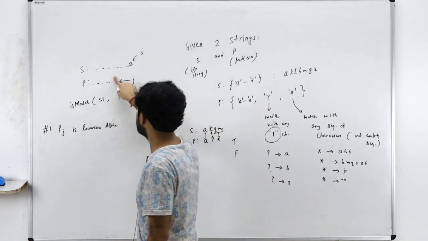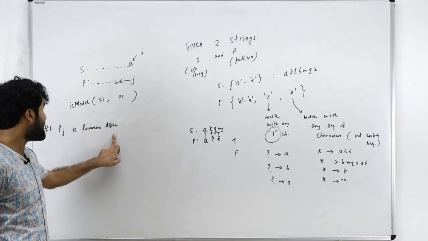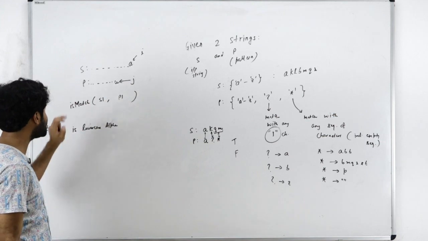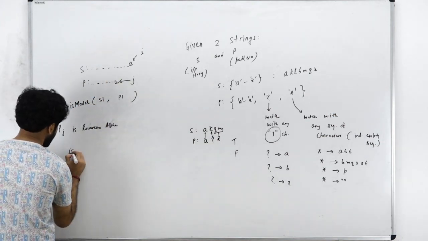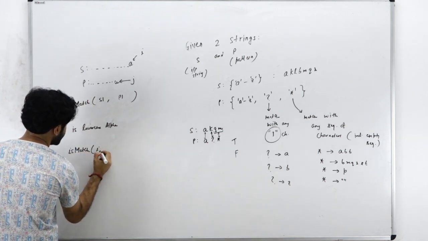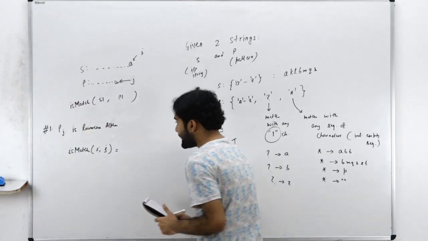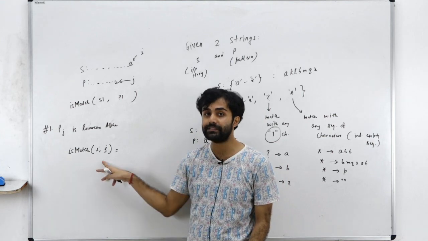So if you find that P[j] is a lowercase alphabet, where P[j] is the last character of P and S[i] is the last character of S, then you can say that is match(i, j). What should it return? Now, there is an important thing that we should all understand. What is the meaning of is match(i, j)?